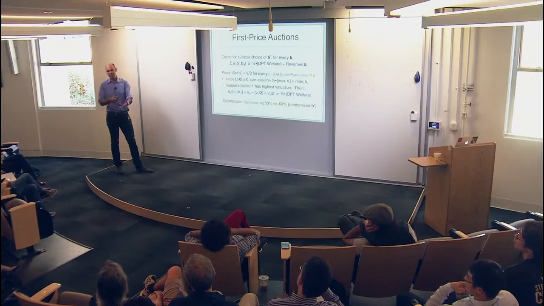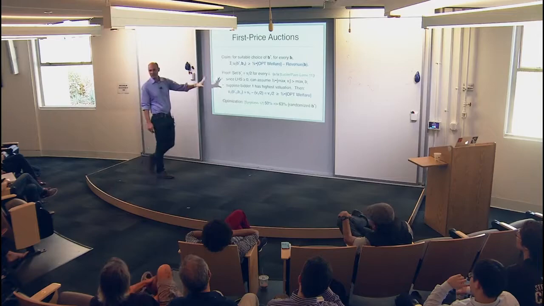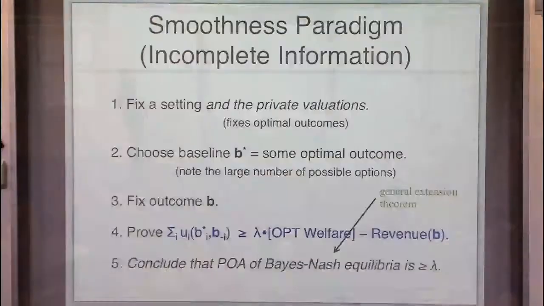I agree. In this case, Vasilis' trick is very simple, so it's absolutely worth going from the 50 to 63. Exactly. Okay. Well, I'm going to move on.